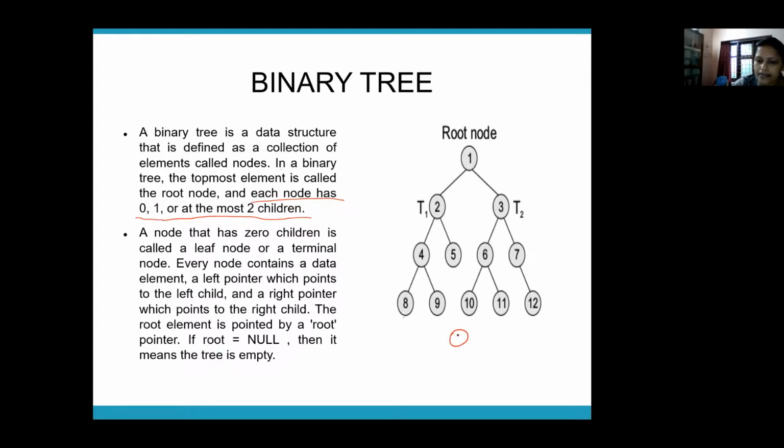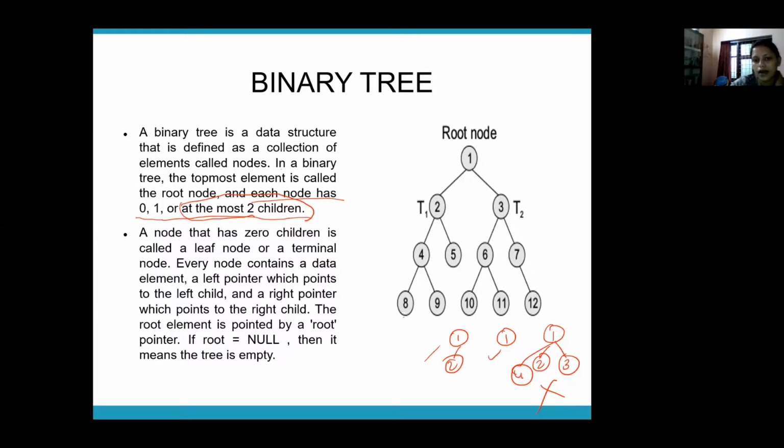So a tree like this is a binary tree. A tree like this is also a binary tree. A tree like this is also a binary tree. But a tree like this is not a binary tree. So in a binary tree, recursively, every node must satisfy this property. Every node has 0, 1 or at most 2 children. This "at most" is important. At most 2 children. Got it? Understood what is a binary tree?